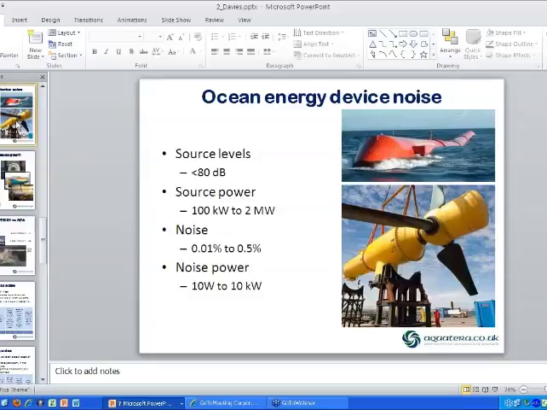Great. I think we have time for one more question. And for those of you who asked questions that we didn't get to, we'll have Gareth get back to you in writing. The last question I have here is, how did you estimate that between 0.01 and 0.5% of the power MHK devices are extracting is converted to acoustic power?